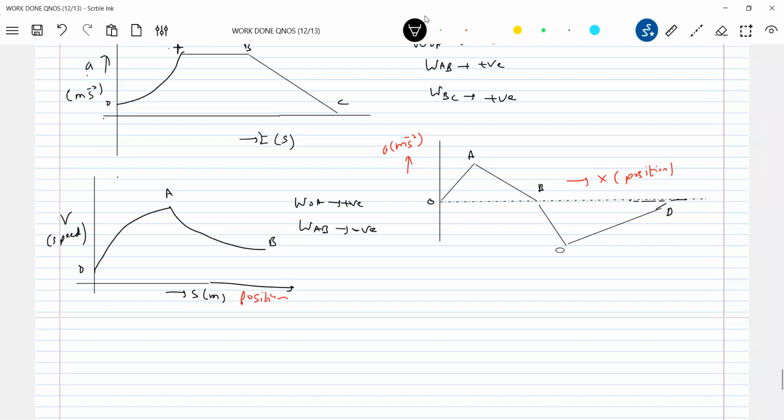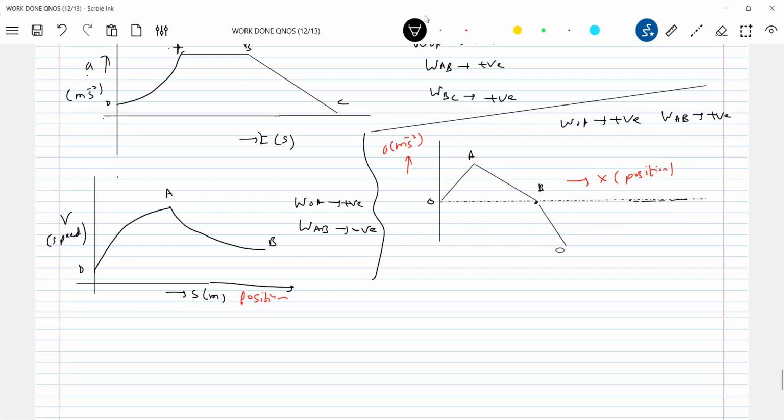Initially, let kinetic energy be, acceleration increases. So WOA should be positive, net work done. WAB should also be positive. What about BC? Go back to kinematics. What will the area under this curve indicate? A little bit, OB, CD.